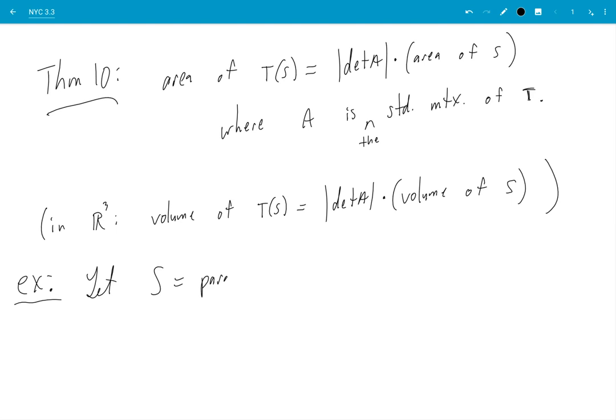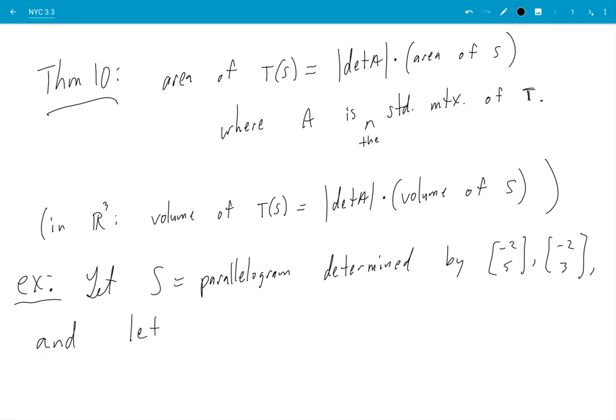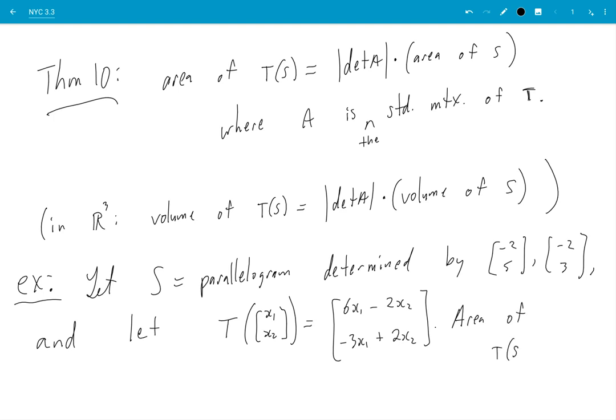So let S equal a parallelogram determined by, give two vectors here, -2, 5, and -2, 3, and let T of x1, x2 be a linear transformation given here. And we want to find the area of T of S.